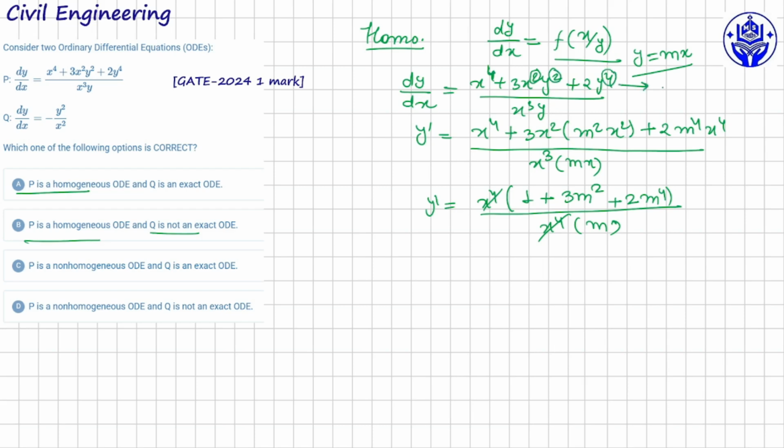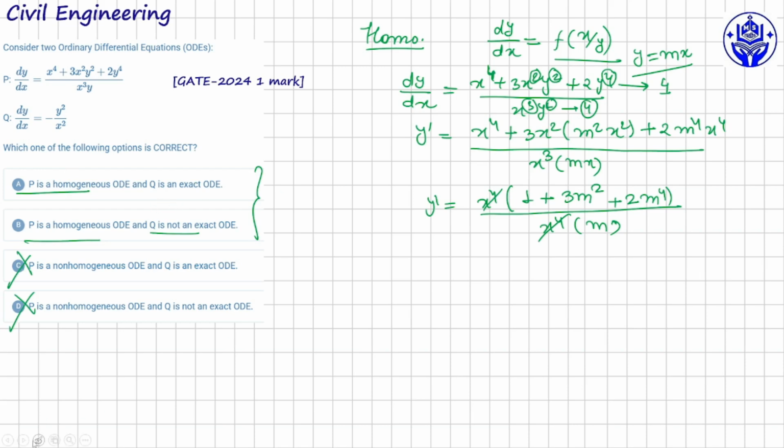So the degree of the numerator is 4, and the degree of the denominator is also 4. If the degrees are the same, then it is homogeneous. So the statement that P is non-homogeneous is wrong. From these both, it may be the solution.